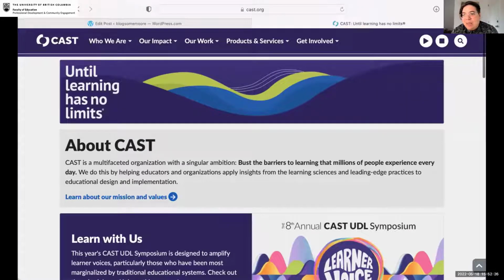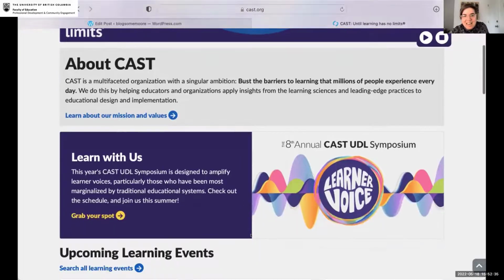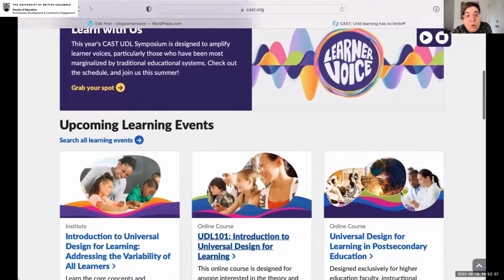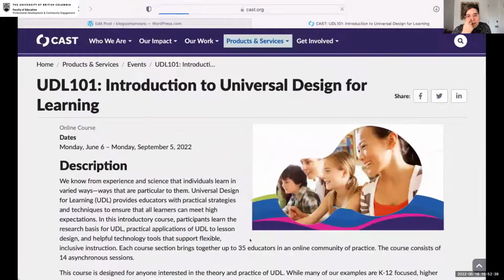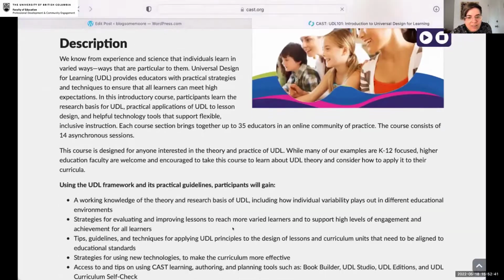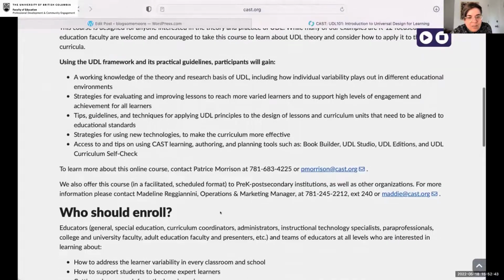Until learning has no limits. Oh, that'd be a great t-shirt. And I'm scrolling and I'm like, cool, what is it? I'm looking and I'm looking. I'm like, oh, introduction. Perfect. I'm going to click on it. I'm like, oh, this looks so good. This looks really, really good. Guidelines, tips.